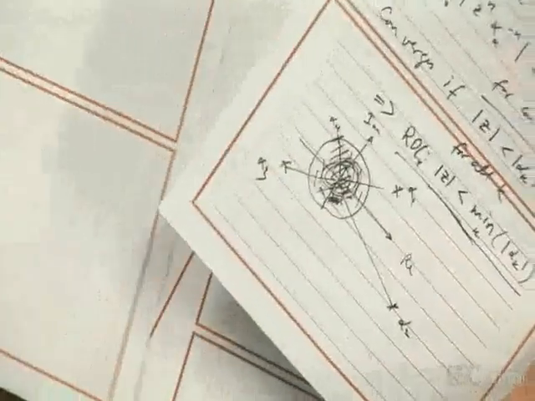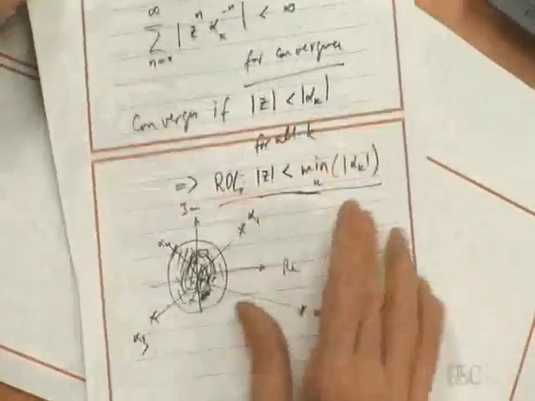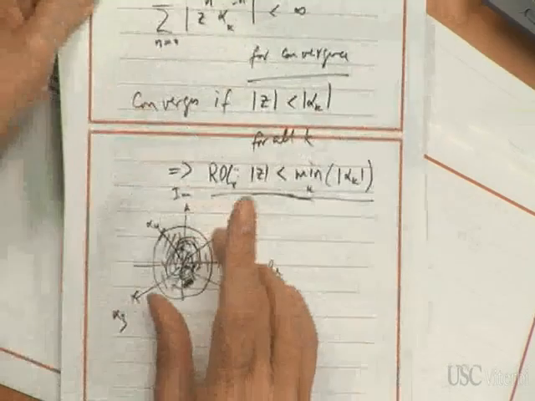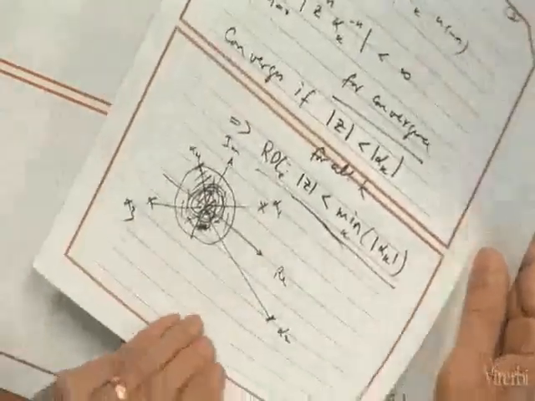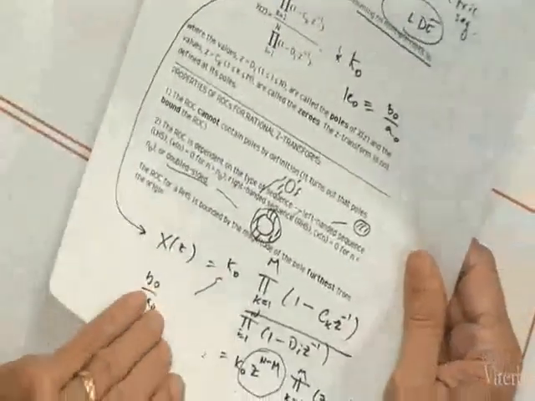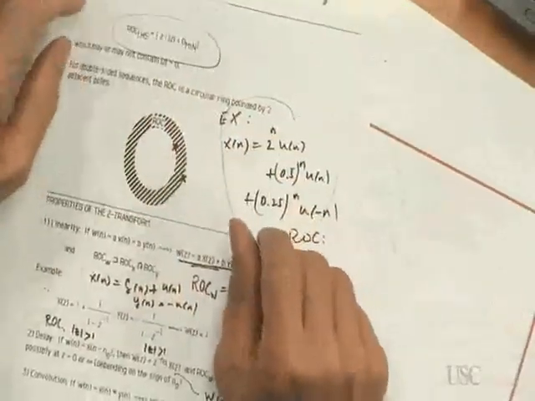I gave you some examples. Left-sided sequences are just the opposite. They're bounded by everything interior to a circle, which could contain 0 or not, for the same types of reasons. And then finally, we talked about a double-sided sequence, which has a region of convergence between two circles. But in all cases, these regions of convergence cannot contain poles.